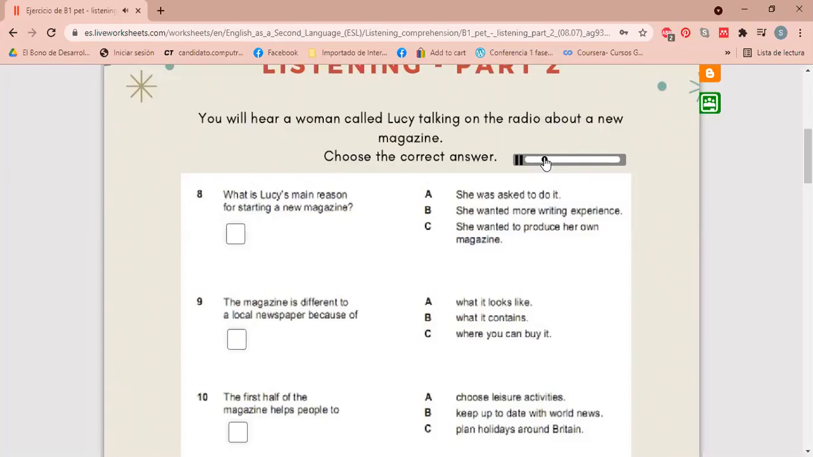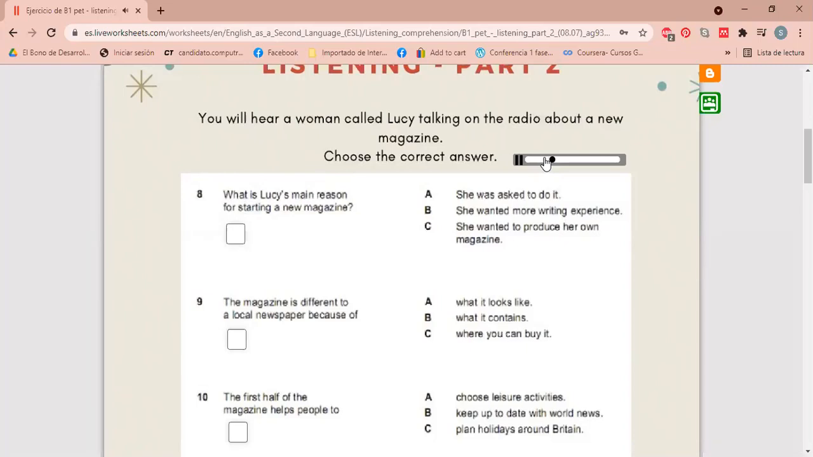I'm Lucy Holmes, and I'm here today to tell you about my work. People ask me why I decided to start a new magazine. Well, I've been a journalist for many years, working for newspapers and magazines in this country and abroad. I've always dreamt of starting my own magazine. Not because I want to be rich, but because I want to do something different. And now I've done it. It is different from other magazines, and I'm sure it's going to be successful. So, what's the magazine like?